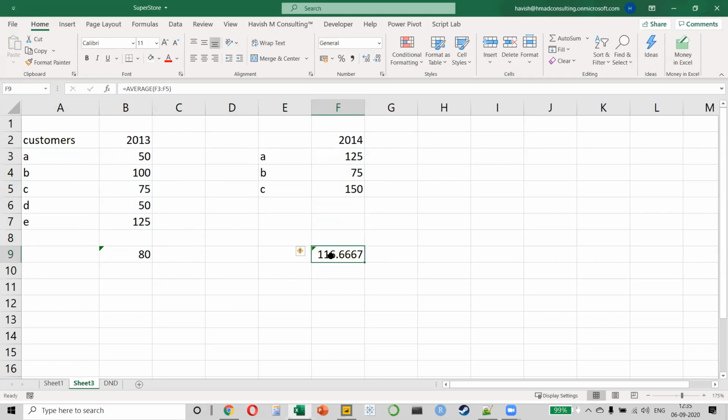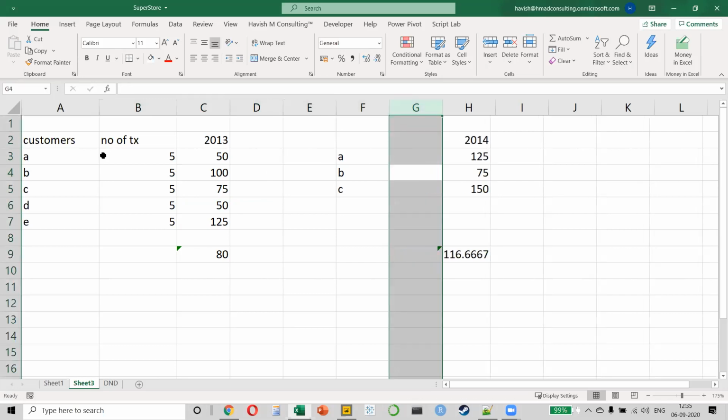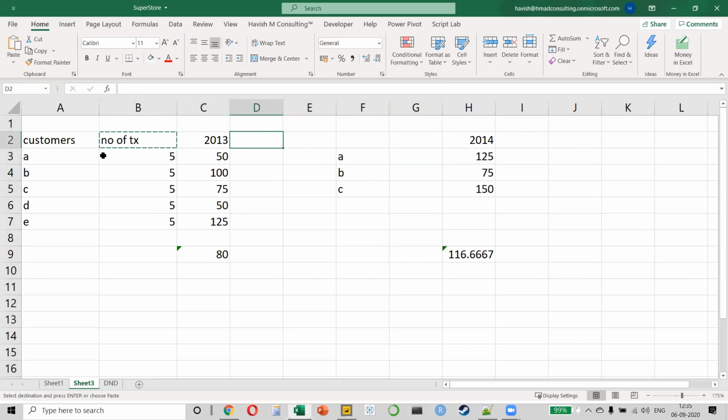Now, you might ask, does this mean the number of transactions has increased? It is not necessary. Maybe in 2013 there were 5 transactions for each customer. Maybe in 2014 there was only 1 transaction each, worth 125, 75, and 150. So what am I showing you? The average has increased, while the number of transactions has come down from 25 to 3. Despite that, the average still increased.